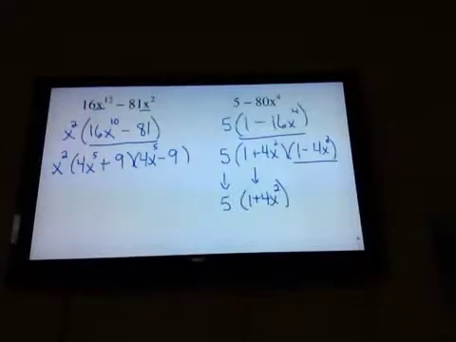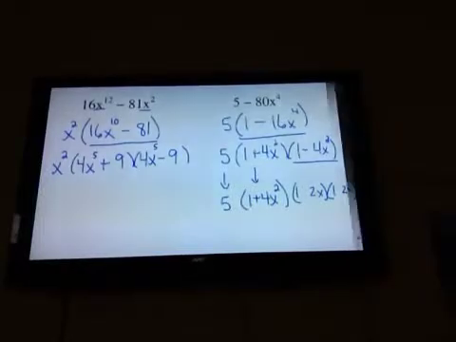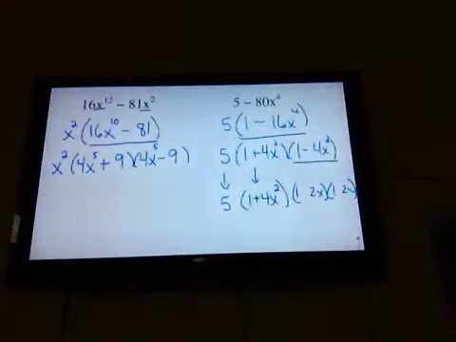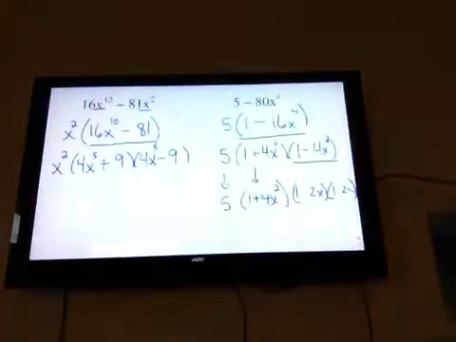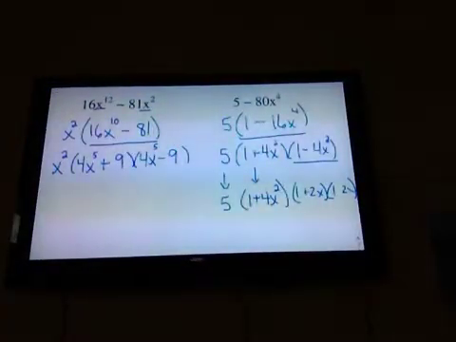But this one at the end goes again. I don't quite have enough room there. 1 times 1, 2x times 2x. Plus and minus. We'll make it look somewhat decent. And then I'm done. Okay?